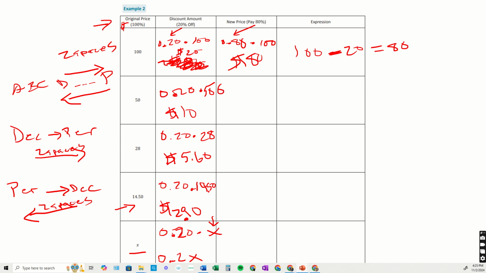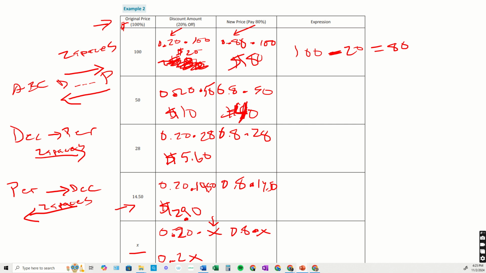Looking at the next set, we have the same stuff. Again, it's going to be 0.8 for all of them. You could say 0.8e, but 0.8 is less work and it means the same thing because there's a bunch of zeros behind it. So it's times x, times 14.50, times 28, and times 50. 0.8 times 50 is $40. That's a 4, not a 9. Sorry, 40.